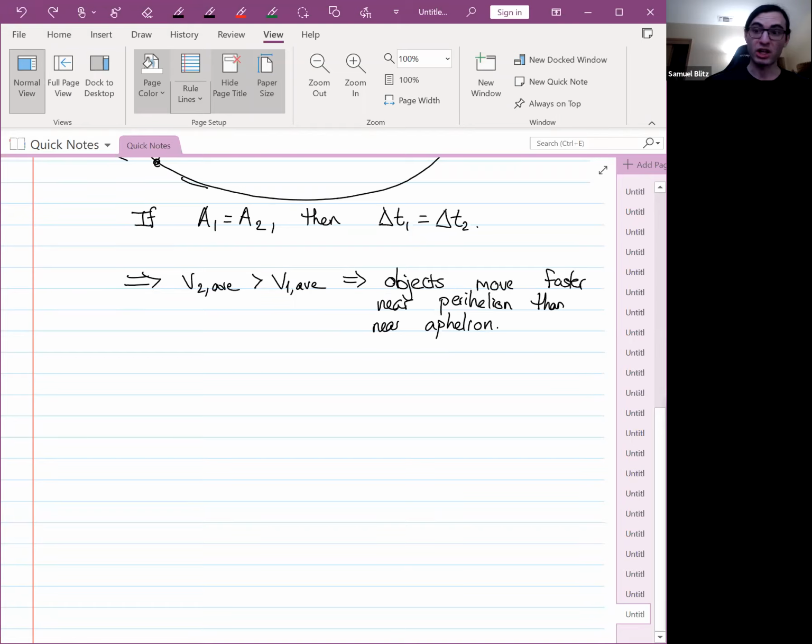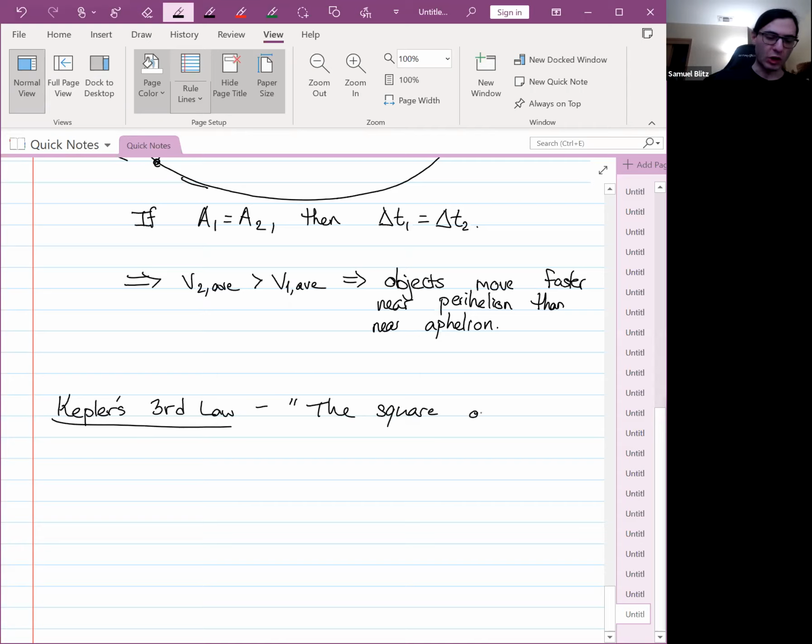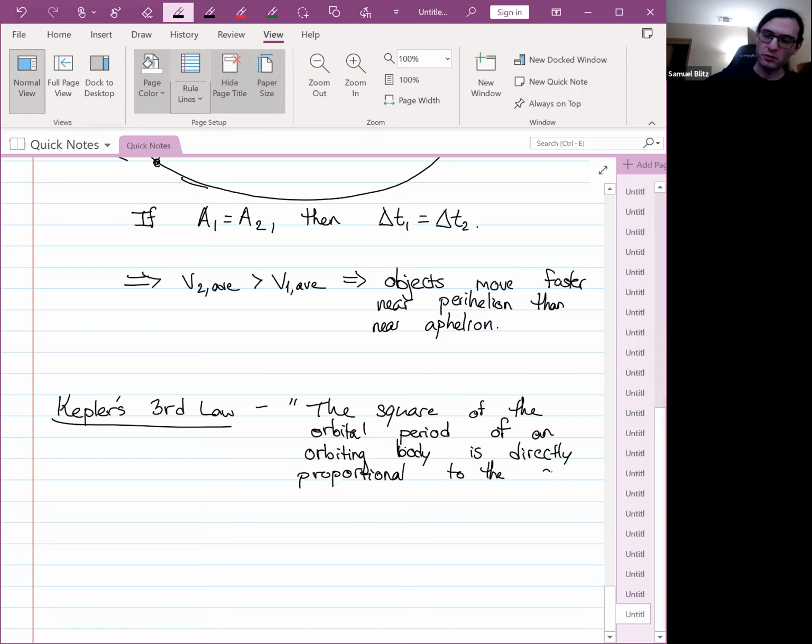Now the final of Kepler's laws is Kepler's third law. We're going to do some mathematical details on this on Wednesday, probably, but I'm just going over the ideas here. Kepler's third law is perhaps the most surprising: the square of the orbital period of an orbiting body, where orbital period is how long it takes to make one full orbit, is directly proportional to the cube of its semi-major axis.